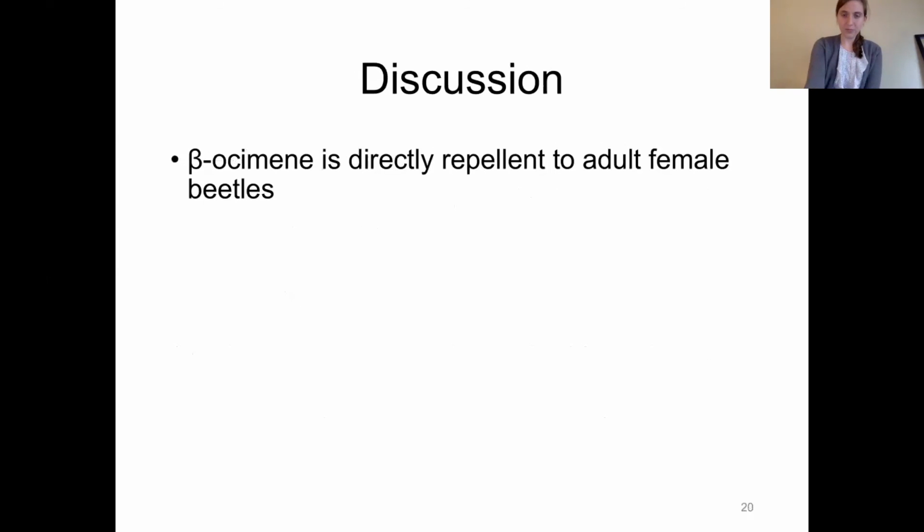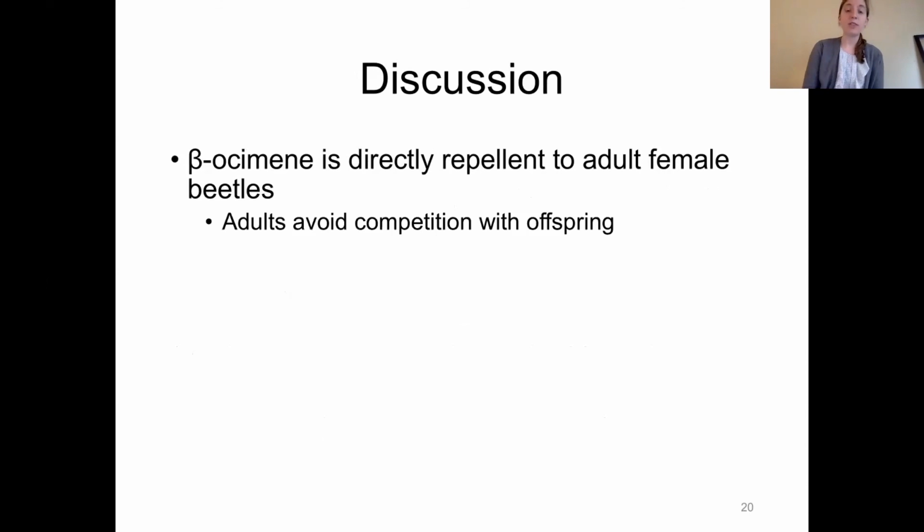And so we have a few ideas about what could potentially be going on in this system. So first, we think that beta-ocimene could be directly repelling adult female beetles. And this could be for a couple of reasons. And again, thinking back to all of these potential 3 factors that may play a role in how plants are responding to below ground herbivory above ground, we think that potentially the adults could be detecting these chemical cues and then avoiding competition with their offspring.